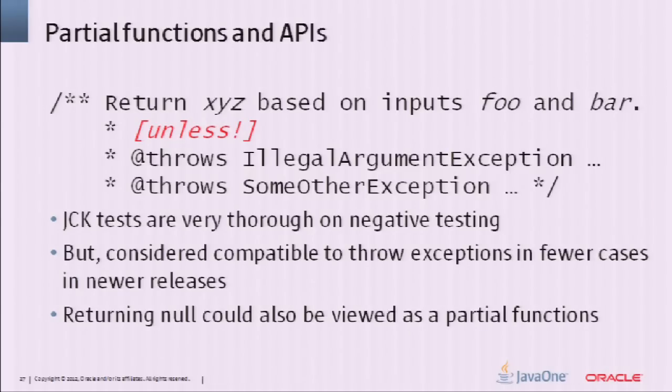And in the Java platform, the JDK tests are very thorough on the negative testing. So we do care about the behavior of the so-called undefined behavior of the platform, but we think it's fair game to shrink that as time goes on. Generally, we don't think it's a compatibility issue if we increase the set of inputs for which you get a normal result as opposed to throwing an exception. So that's perfectly fine. Also, returning null could be viewed as having a partial function.